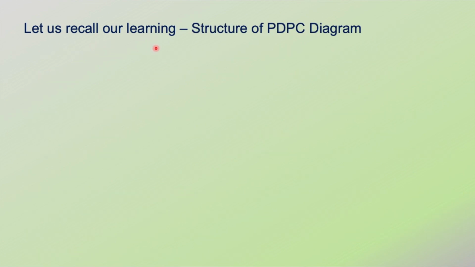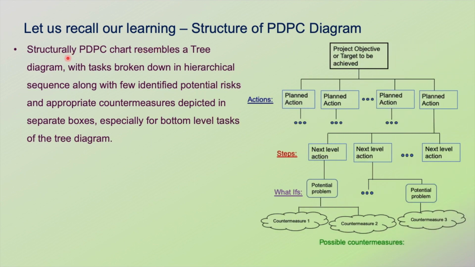Let us recall our learning on structure of the PDPC diagram. Structurally, the PDPC chart resembles a tree diagram, which we have already seen, which is one of the new 7 tools, with tasks broken down in the hierarchical sequence, that is from the starting point to end point in the form of hierarchical sequence, along with a few identified potential risks. So in each stage, what are all the potential risks and appropriate countermeasures depicted in separate boxes, especially for bottom level tasks of the tree diagram.